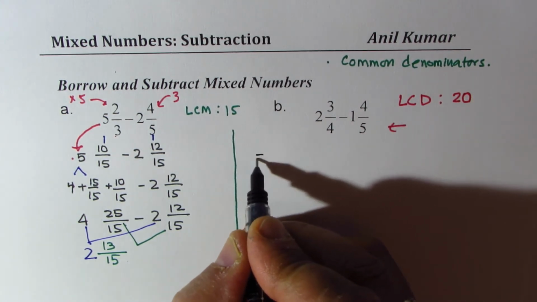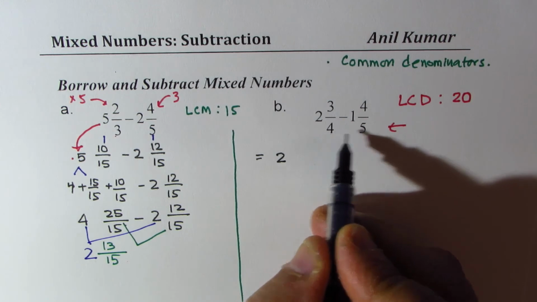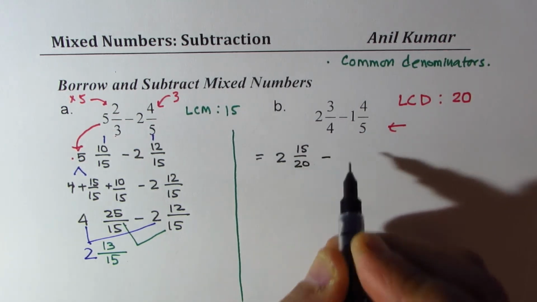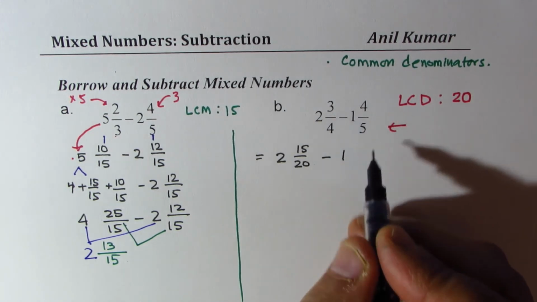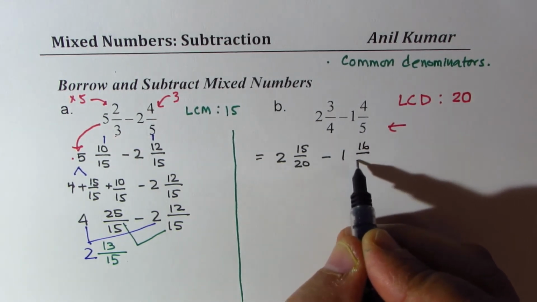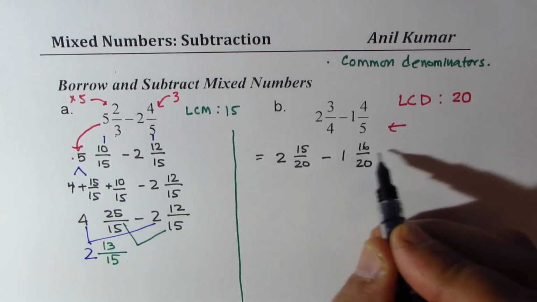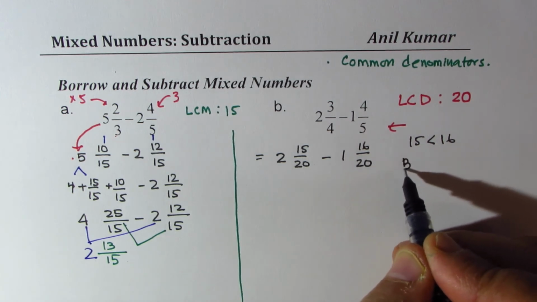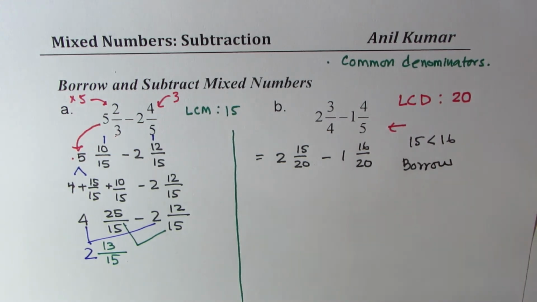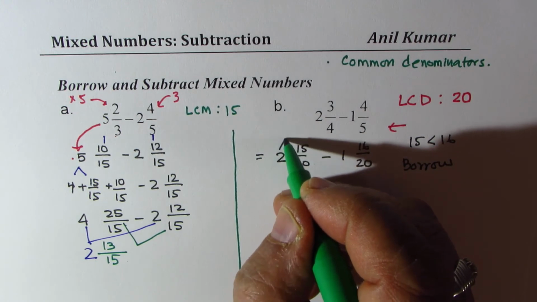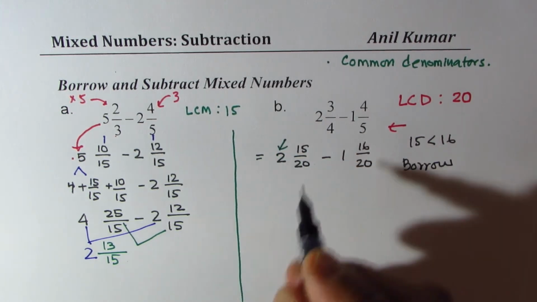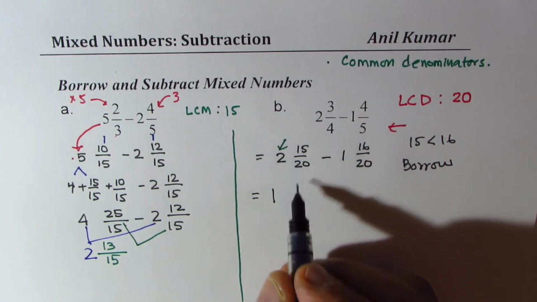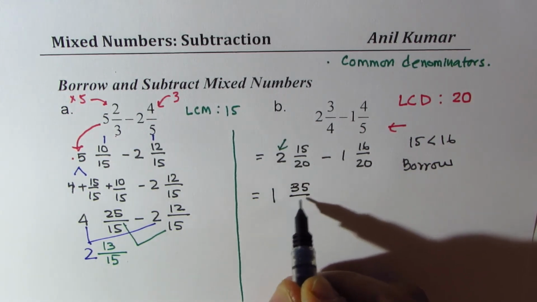So I'm rewriting this as 2. To get 20, I will multiply this by 5. So we get 15 over 20 minus 1. Multiply this by 4. We get 16 over 20. Now since we know that 15 is less than 16, I cannot take away. So I need to borrow. Borrow from where? I have to borrow from this 2. So when I borrow from 2, it becomes 1, and this becomes 20 plus 15, which is 35.